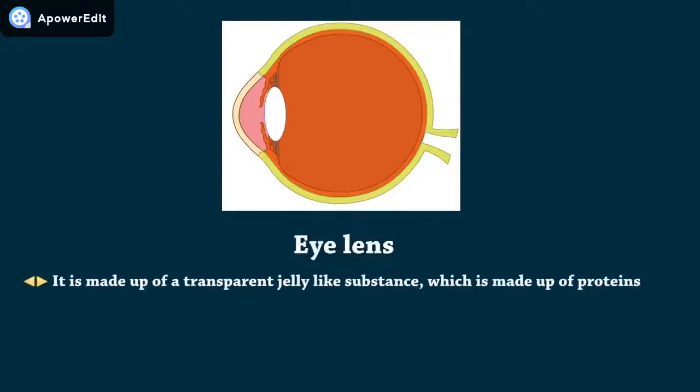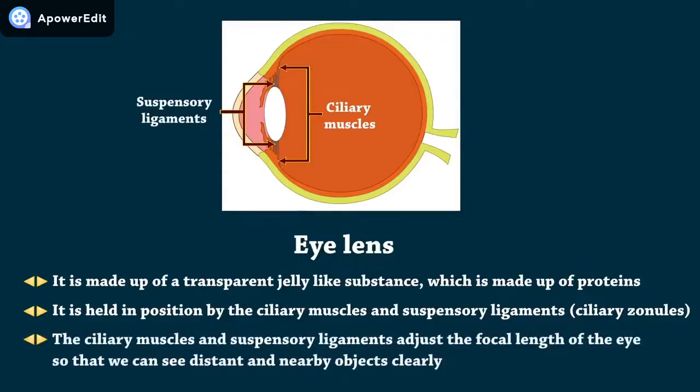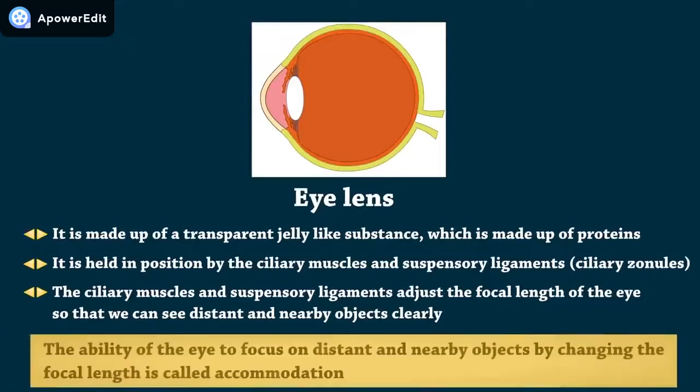Lens is made up of a transparent jelly-like substance, which is made up of proteins. It is held in position by the ciliary muscles and suspensory ligaments. The ciliary muscles and suspensory ligaments adjust the focal length of the eye so that we can see distant and nearby objects clearly. The ability of the eye to focus on distant and nearby objects by changing the focal length is called accommodation.